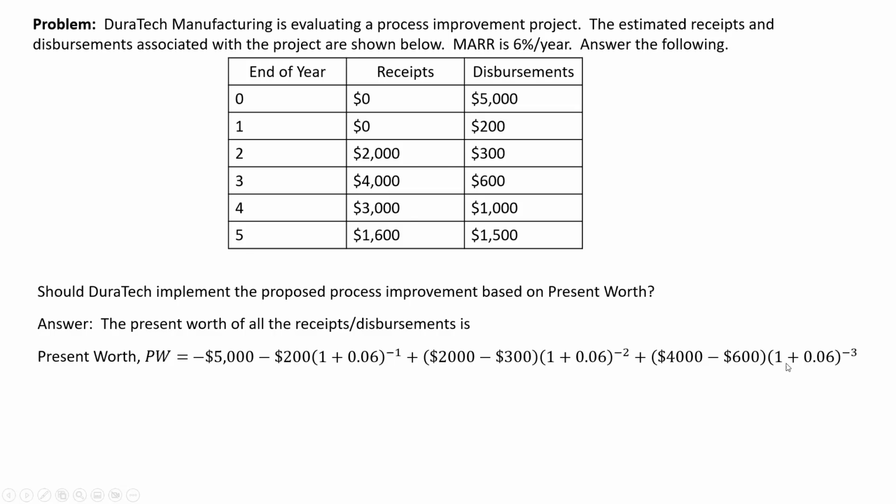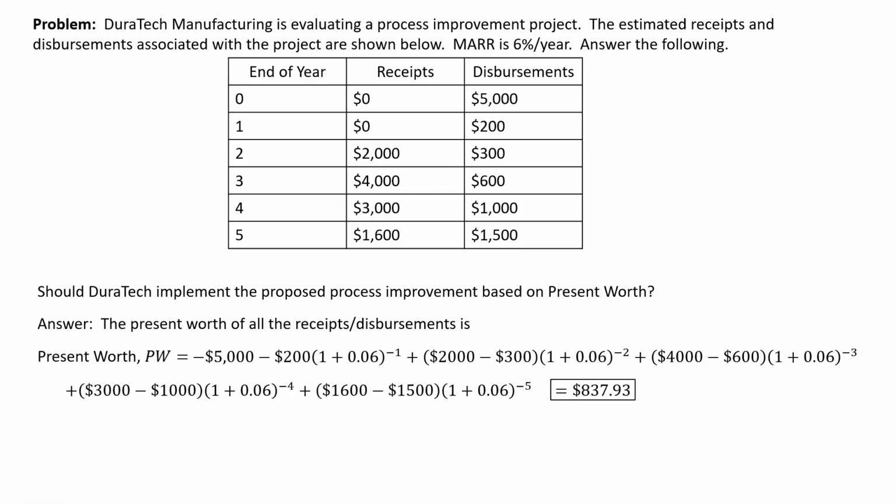4,000 minus 600 times 1.6, 3,000 minus 1,000 times negative 4, and so on. So all of this turns out to be $837.93. All we care about is that this is a positive value, so they should implement the proposed process improvement. Cool.